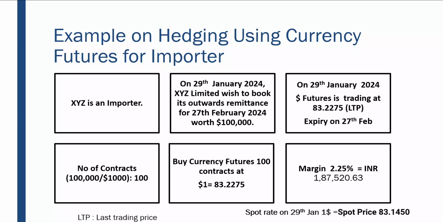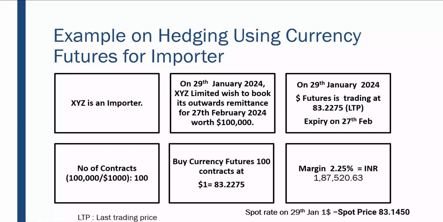Today the price is 83.1450. So I have made a commitment that I am going to pay for my imports at 83.2275. So how do I accomplish that? I go to the stock exchange and take a long position, that is, I buy currency futures. If I am an importer, I'm going to buy currency futures, which means I'm bullish on the dollar. I'll explain that later. Suppose I say I'm going to buy dollars.